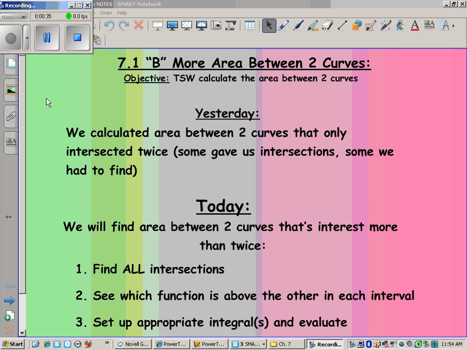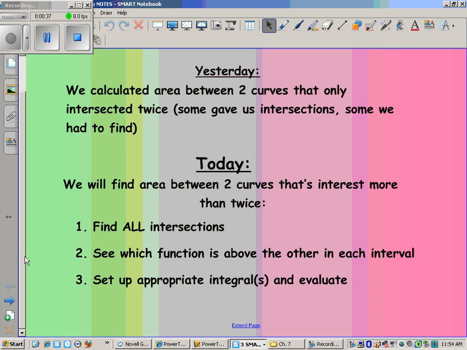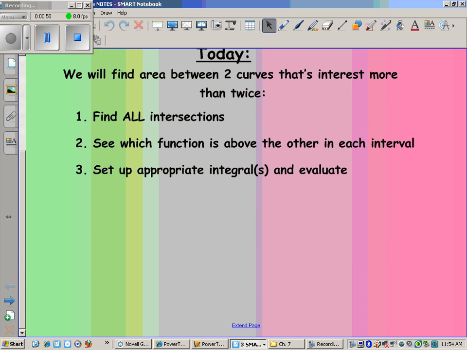Okay, so sometimes they gave it to us, and sometimes we had to find it by setting them equal to each other and solving the system of equations. Today, we're going to find the area in between two curves that intersect more than twice. So what happens if they intersect more than twice? We need to find all of those different areas. Okay? We're going to follow 3 steps.